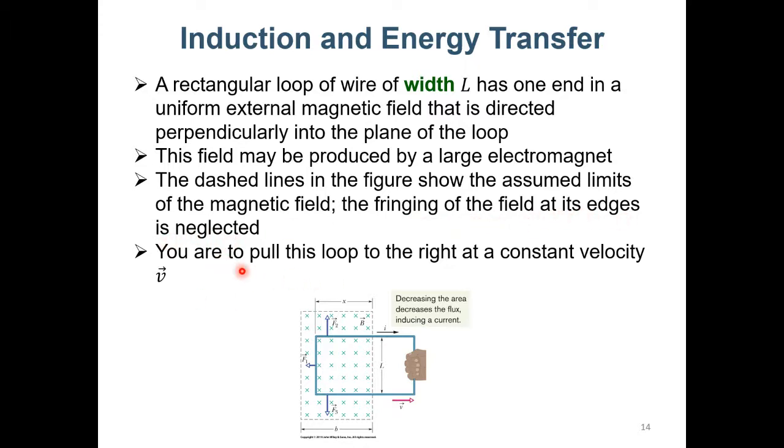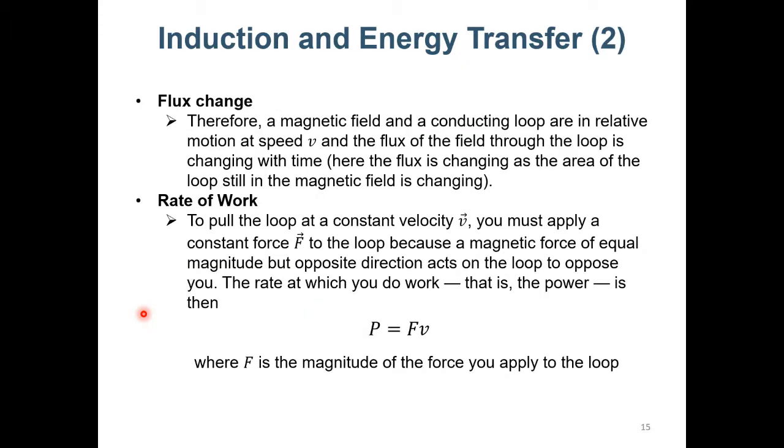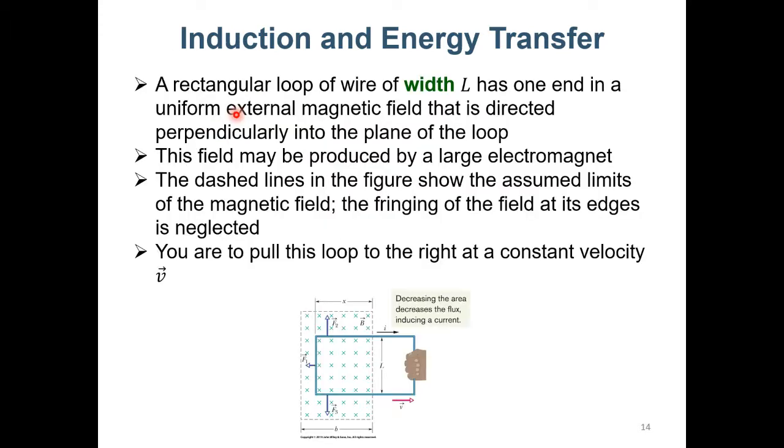You are to pull this loop to the right at a constant velocity v. So you try to drag the loop to the right. From the magnetic flux point of view, when this loop is moving to the right, the magnetic flux is decreasing, because it is something like B times this area, and if the loop moves to the right, the area becomes smaller and smaller.